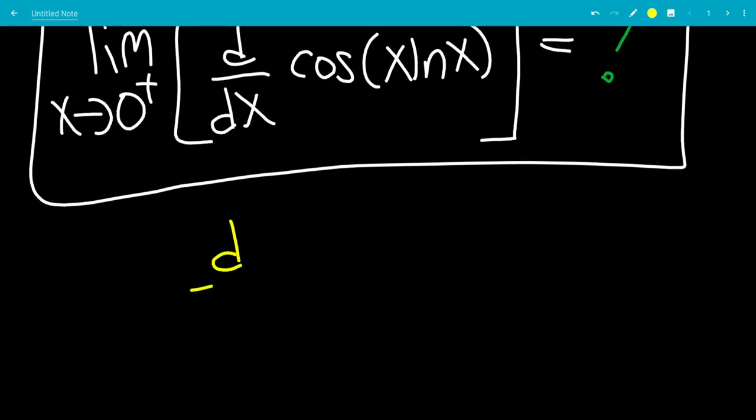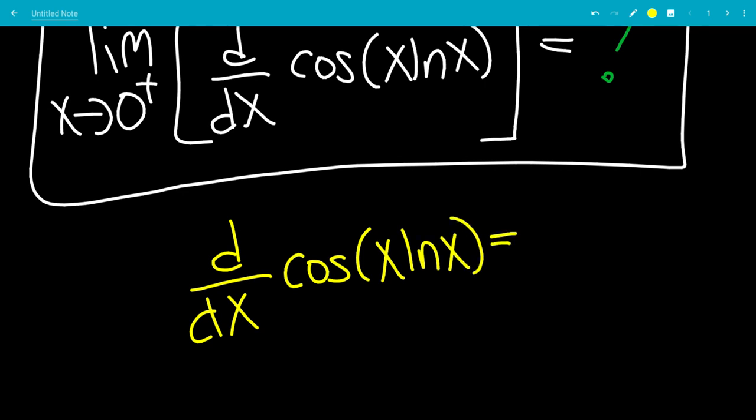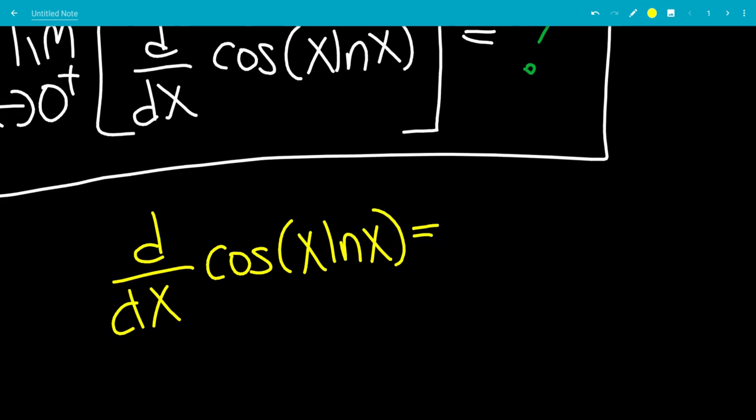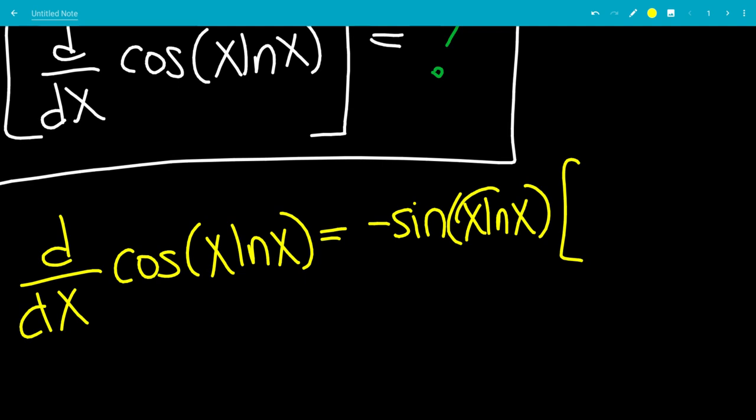Okay, the derivative of cosine of x times ln x. How do we do this? So the derivative of cosine of something is negative sine of that something, so that'd be x times ln x, times the derivative of the inside. So the derivative of x times ln x. How do you do that?